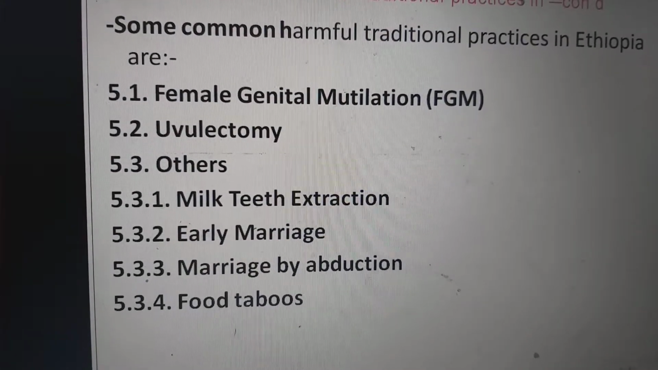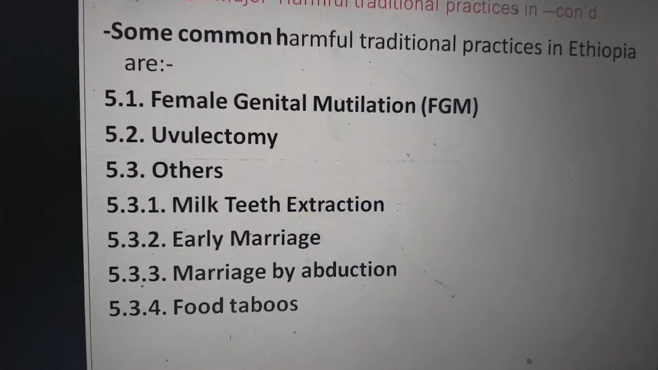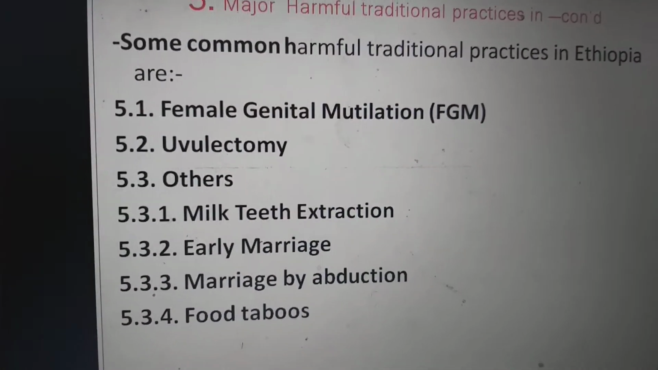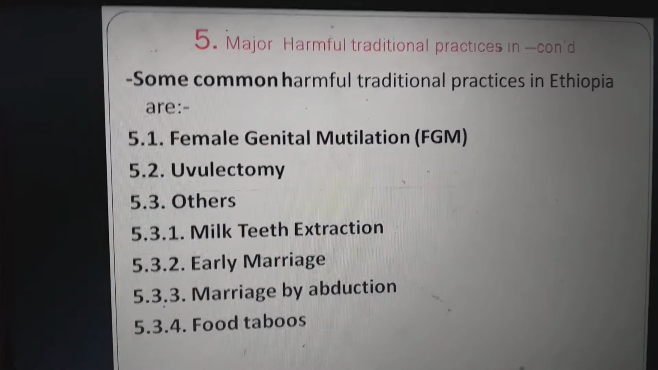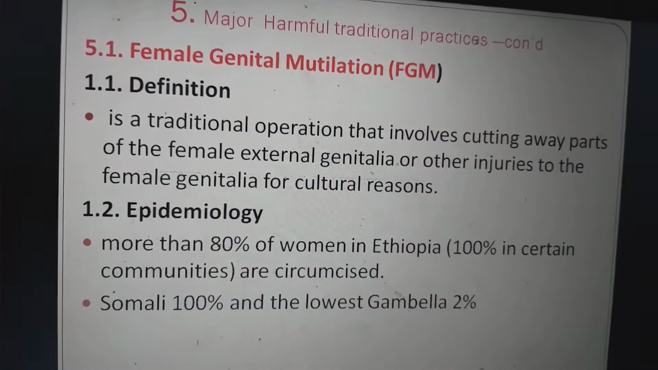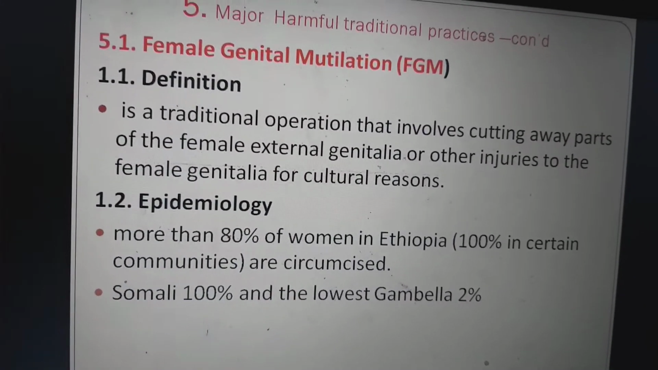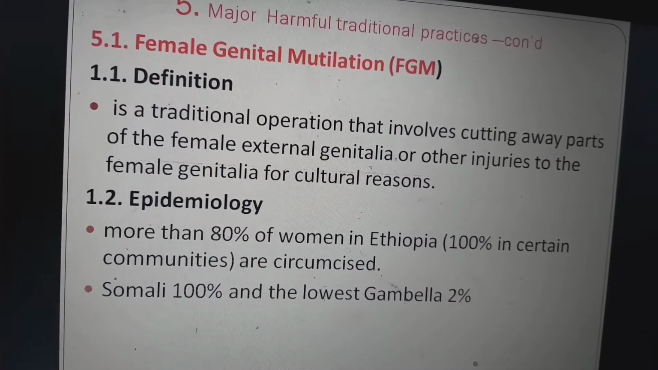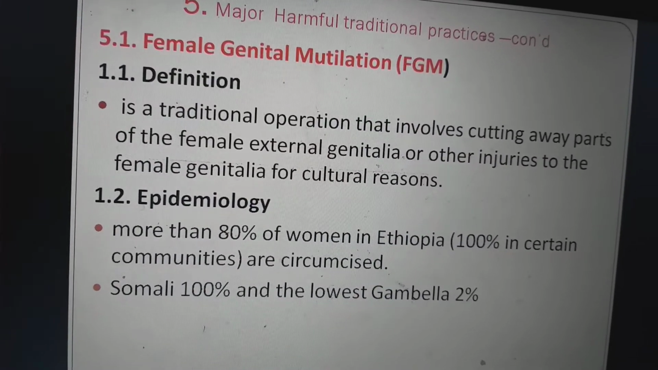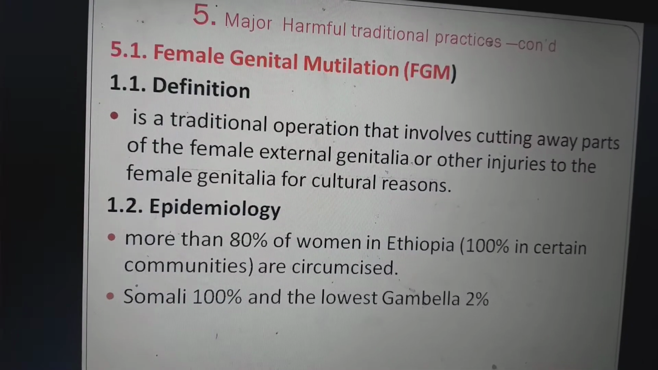For example, if you take female genital mutilation or FGM, it is the most common even in Somalia, Somaliland, Puntland, and most of the countries. Good. So let's see them one by one. What is female genital mutilation? Female genital mutilation is a traditional operation that involves cutting away parts of the female external genitalia or other injuries to the female genitalia for cultural reasons.